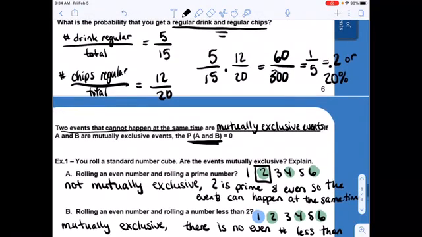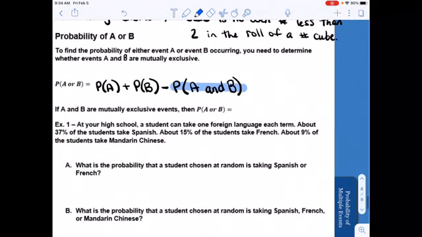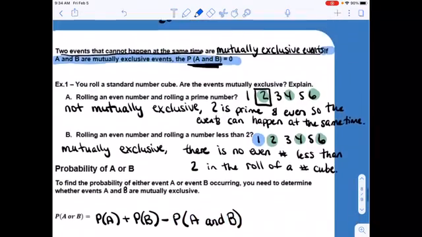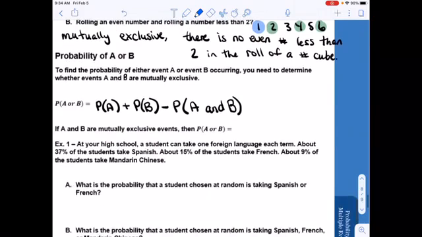Now if we look back up here, we know that if A and B are mutually exclusive events, then the probability of A and B is equal to 0. So this would just be a 0 here. But if they are not mutually exclusive, then that is actually something that we have to subtract out.